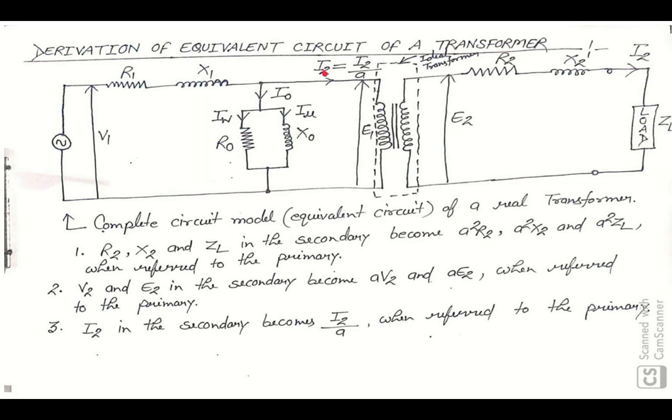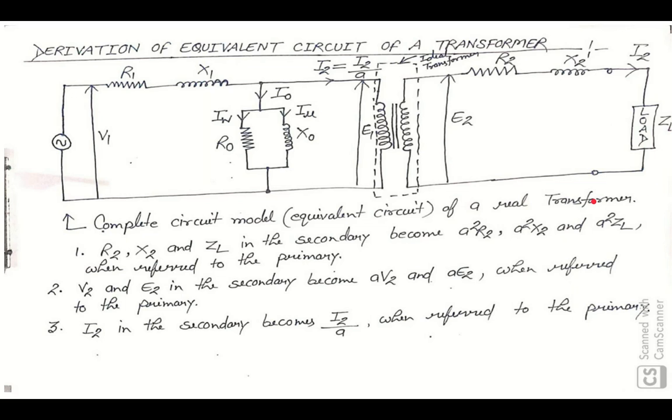Similarly, you know I2 is the secondary current and A is the transformation ratio here. R2 is the resistance of the secondary. X2 is the reactance of the secondary. E1 is the induced EMF in the primary. E2 is the induced EMF in the secondary. Here ZL represents the load.